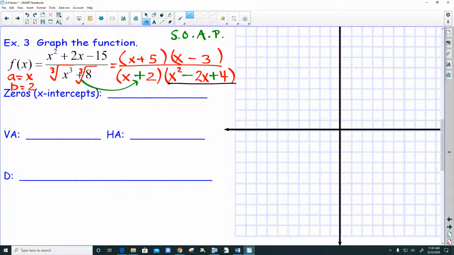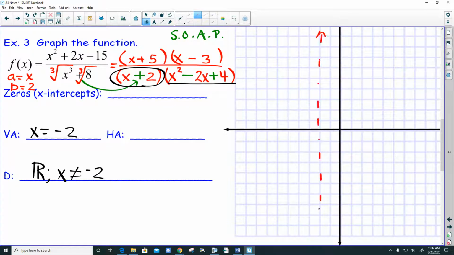Okay, so now I'm ready to start. And I'm going to start with the domain at the bottom. I'm going to put a real number symbol. Okay, and then I'm going to put my exclusion. But the only exclusion is going to be from that binomial. X cannot be -2. The trinomial isn't going to produce anything. Okay, I've got a vertical asymptote at x equals -2. So I'm going to go ahead and place that. Again, notice when you place these on the graph, always label their location.